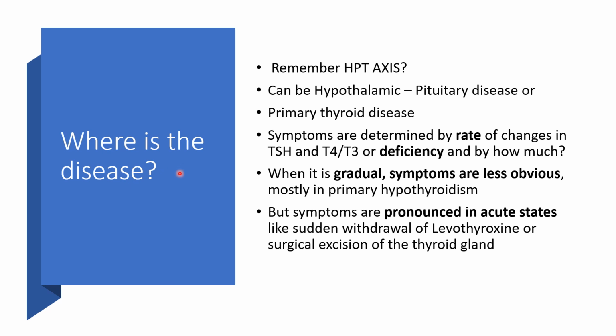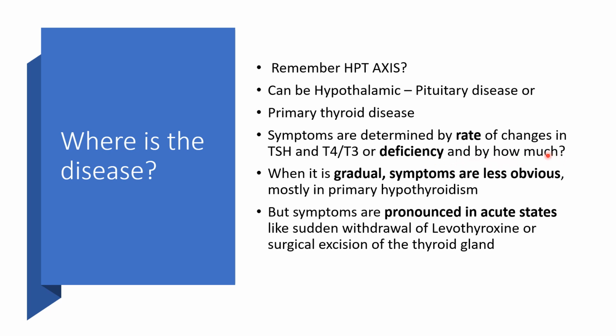Now, where is the disease? Remember hypothalamic pituitary thyroid. So are we battling with a problem with the hypothalamus? Is there trouble with the pituitary? Is it the thyroid gland that is in trouble? We want to know. It can be hypothalamic pituitary disease or primary thyroid disease. So it can be hypothalamus, pituitary, or thyroid. Symptoms are determined by the rate of changes in thyroid stimulating hormone, T4 and T3, or the deficiency, and by how much.